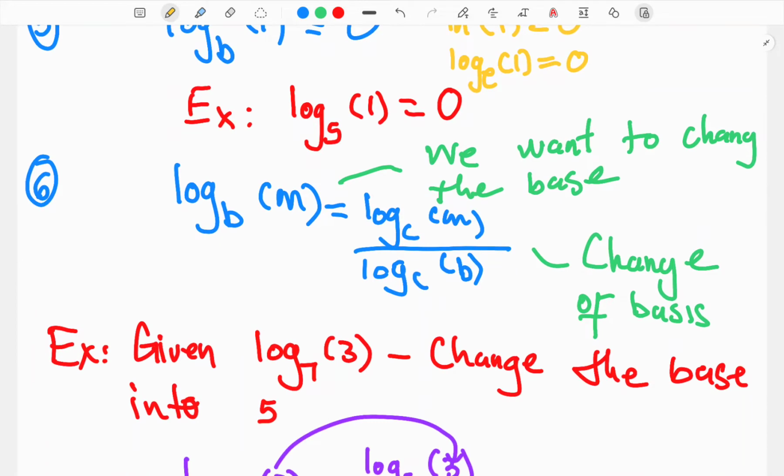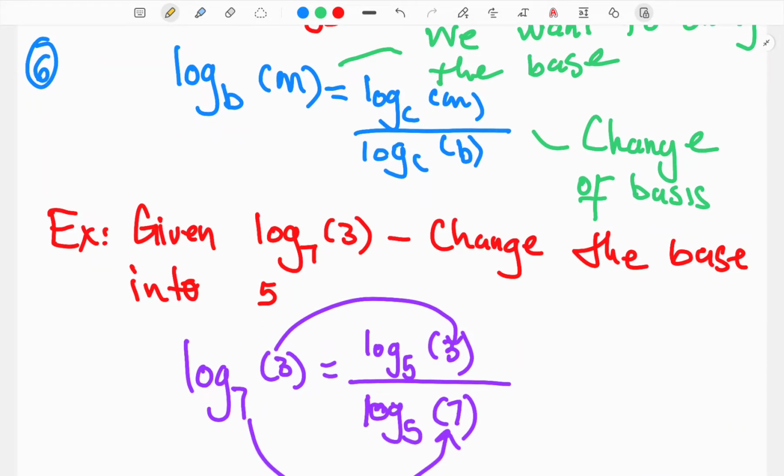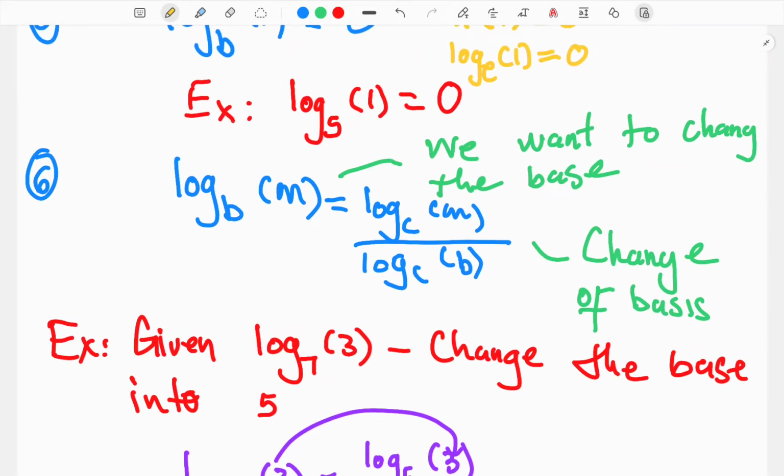The natural log is not normally used for change of base. Whenever we use change of base, we use the common logs. That's something you need to note. So we can put a note here: this is mainly used for common logs. This is something to remember.